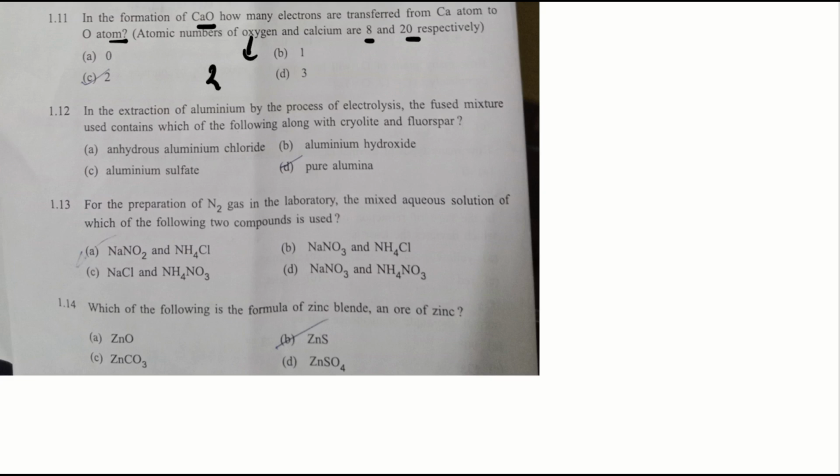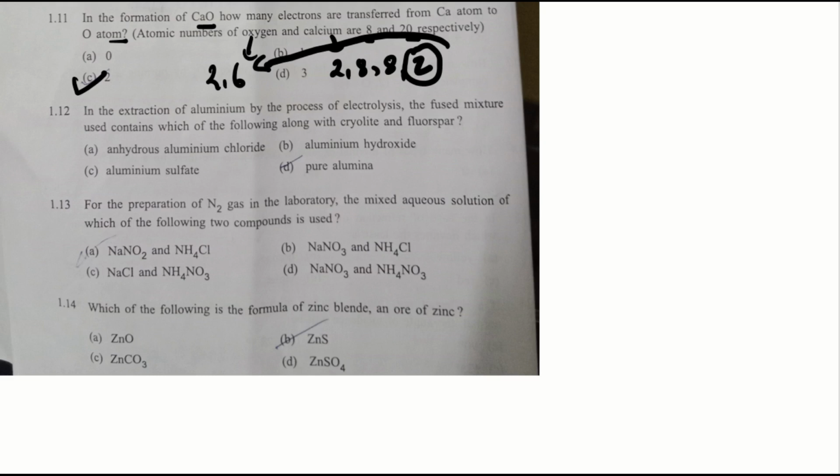How many elements are there in the fourth period of the long periodic table? The option is 18. Okay, question number 11. In the formation of calcium oxide, how many electrons are transferred from calcium atom to oxygen atom? Atomic numbers of oxygen and calcium are given as 8 and 20 respectively. So the electronic configuration of oxygen will be 2, 6, it requires 2 electrons, and calcium will be 2, 8, 8, 2. So 2 electrons from calcium are transferred to the oxygen atom, and it will be stable. So the correct option is 2.